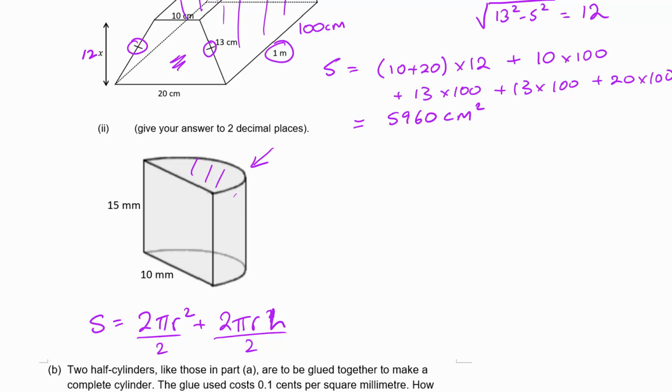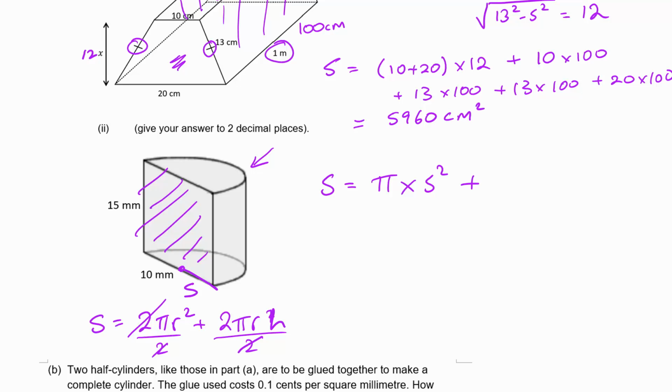And then finally, we will have the rectangle on the back. So the surface area here, 2 pi r squared divided by 2 is just pi r squared. So it's going to be pi times 5 squared. And then again, we can divide by 2, so we can do pi times the radius times the height. And then finally, we've got the back there, which is 15 times 10.